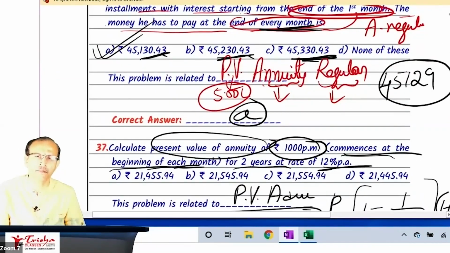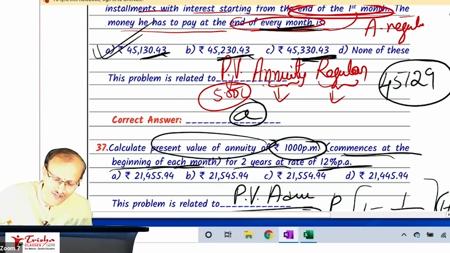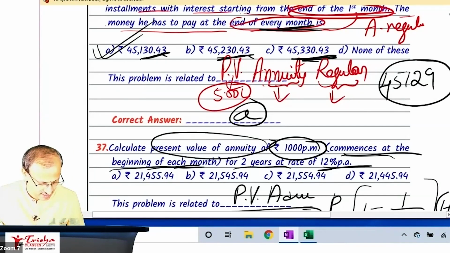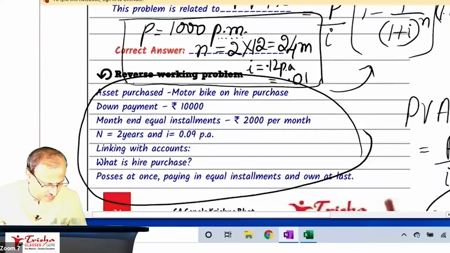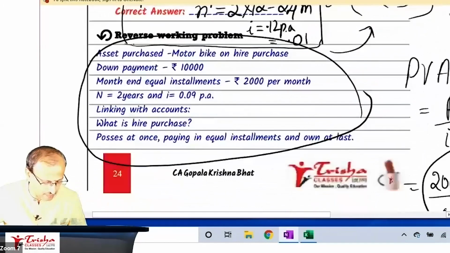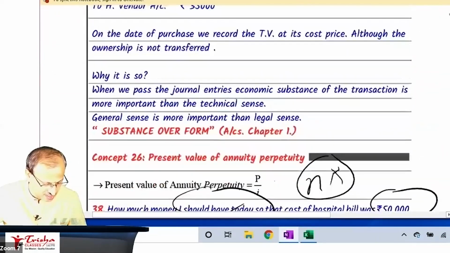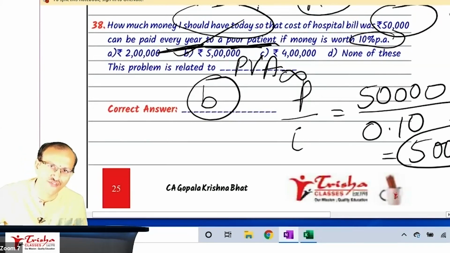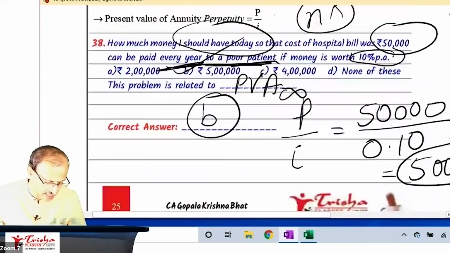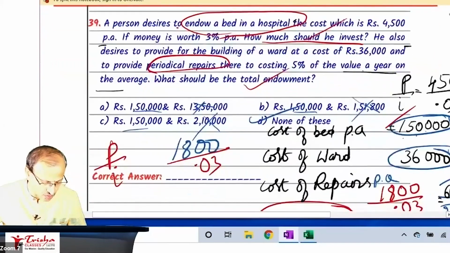For due or immediate, you have to make an extra fitting. Tell me what is that extra fitting in the formula? Extra fitting in the formula, 1 plus I. Super. And I told you to work a problem on hire purchase and how it comes, all that we discussed. We discussed today present value of annuity perpetuity, P by I. We also discussed that a present value of annuity perpetuity problem is a little complicated, the endowment problem, we worked out.